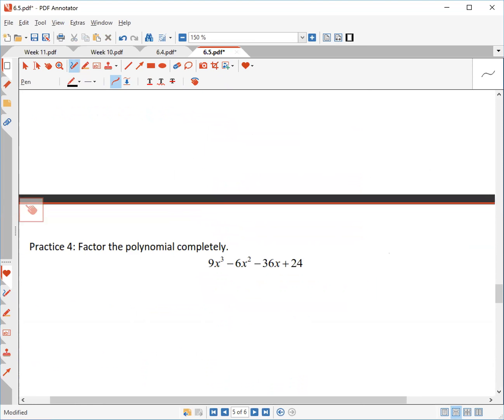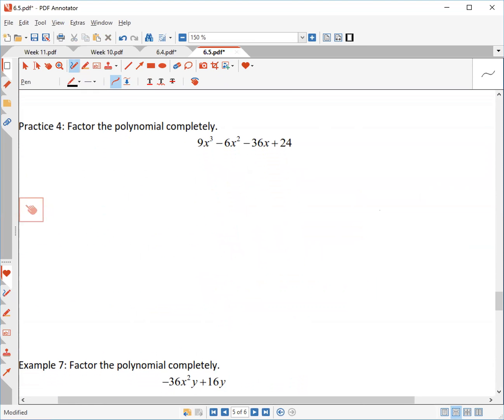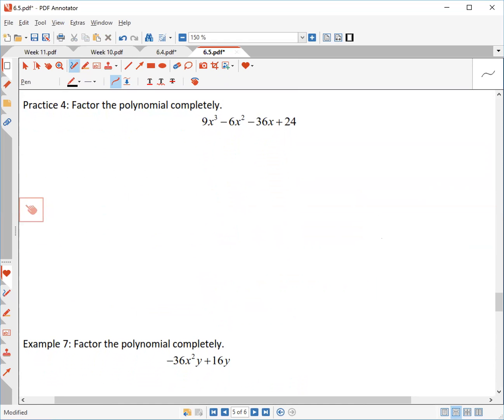Okay, so there's one for you to try. You're more than welcome to take out the GCF first, or you can take it out in the very end.